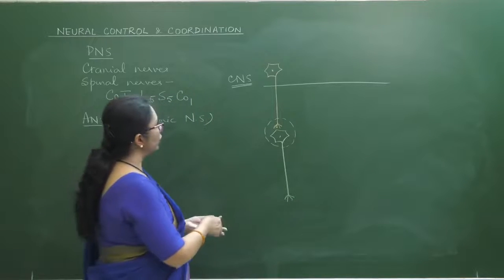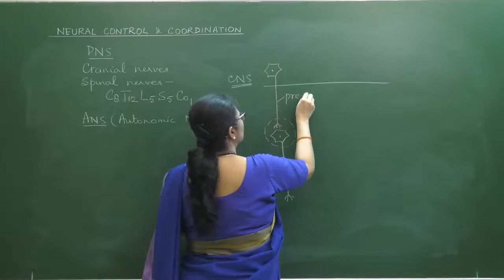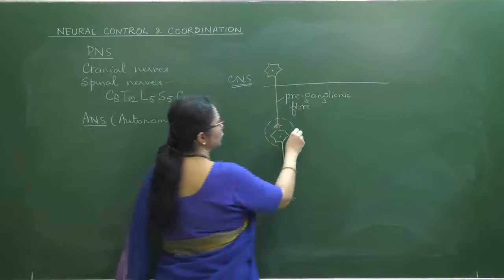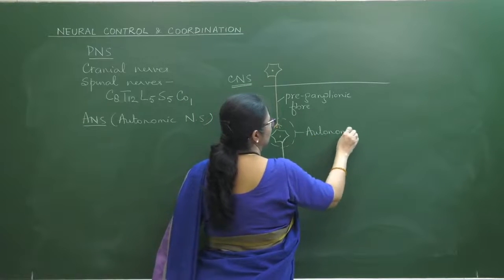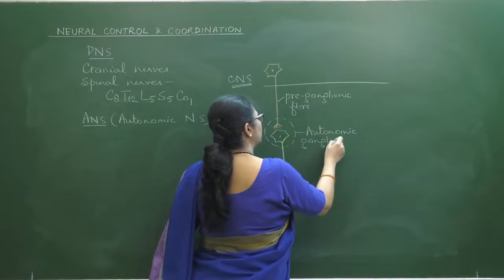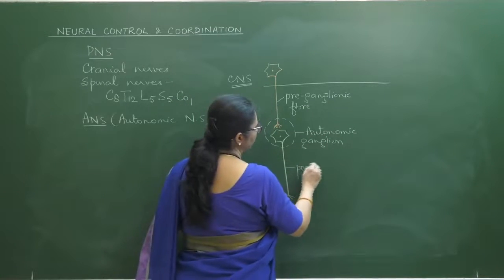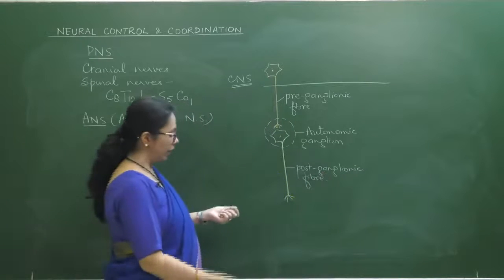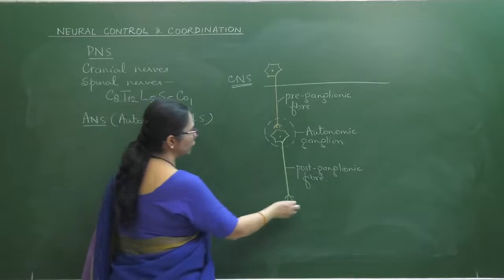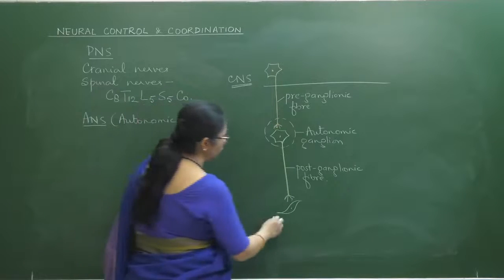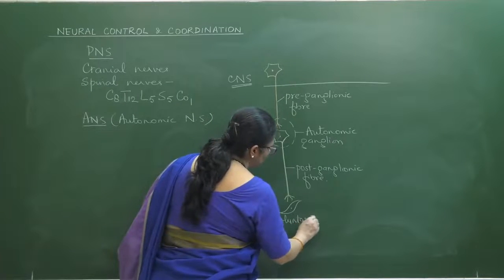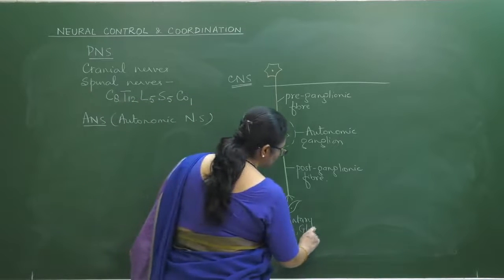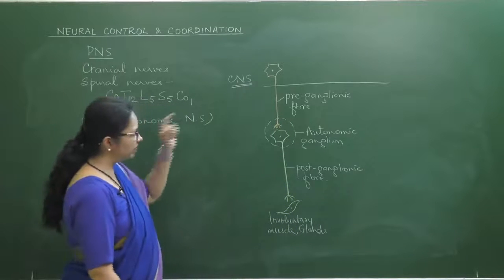Okay, so in this case, this fiber can be called the preganglionic fiber. This is the autonomic ganglion. This would be the postganglionic fiber. Since we are talking about autonomic, of course I can make a smooth muscle or a cardiac muscle. So here the effector is going to be involuntary muscle, and when I write involuntary, we have both smooth as well as cardiac, and also the glands, these are affected.